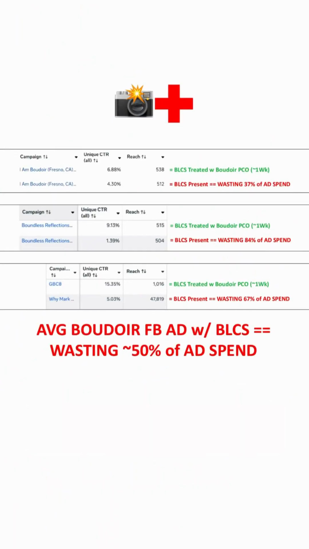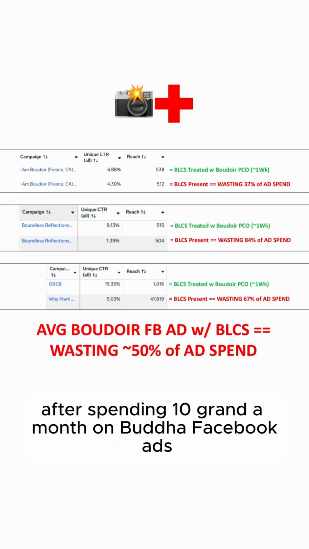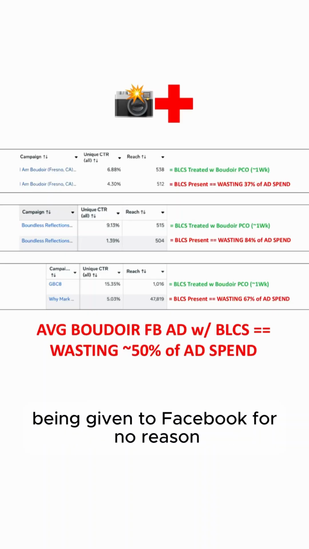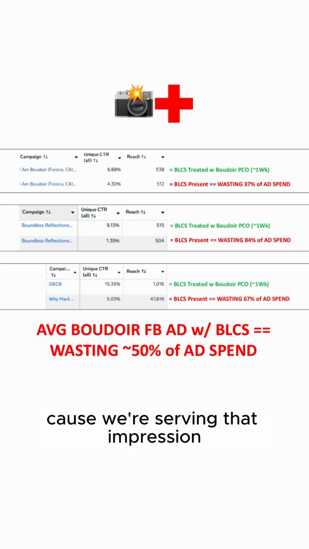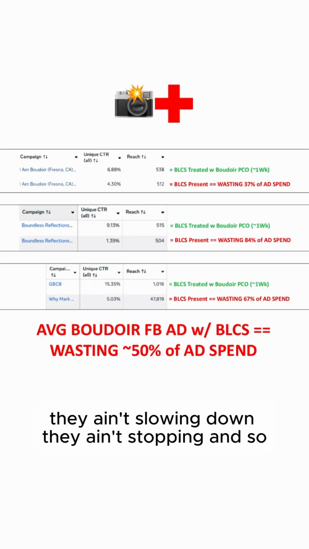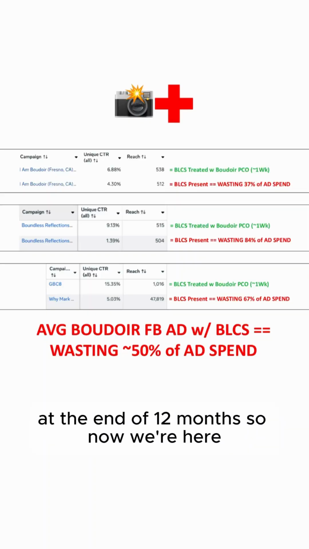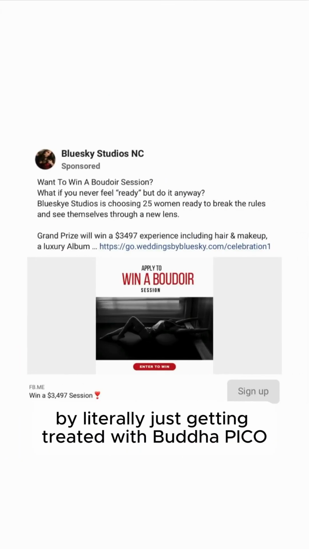And so if they're spending 10 grand a month on Boudoir Facebook ads, on average, approximately 5K every month is being wasted, being given to Facebook for no reason, because we're serving that impression. Women are scrolling right by anyways. Our ads never enter their brain. They ain't clicking anywhere on nothing. They ain't slowing down. They ain't stopping. And so on average, that'd be 60K kind of bonus back in the business owner's pocket at the end of 12 treated Boudoir Pico.